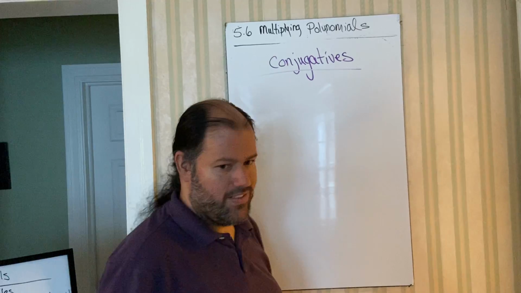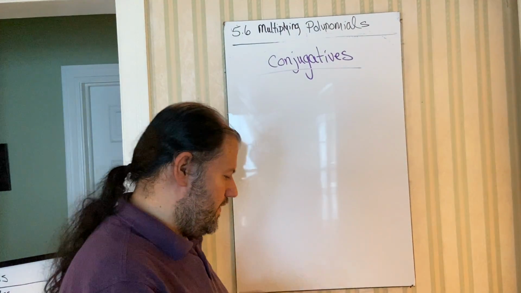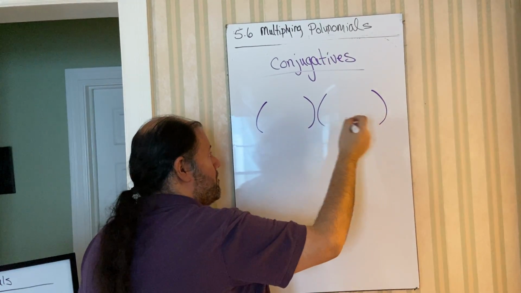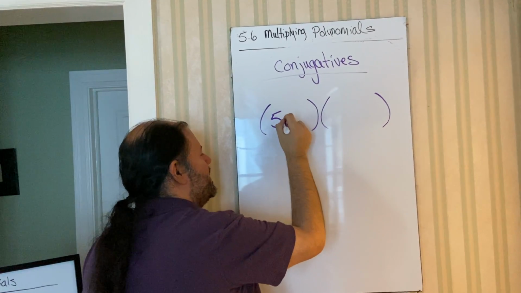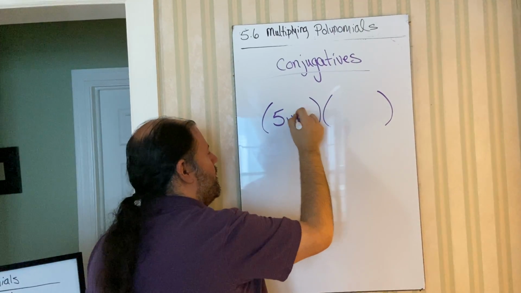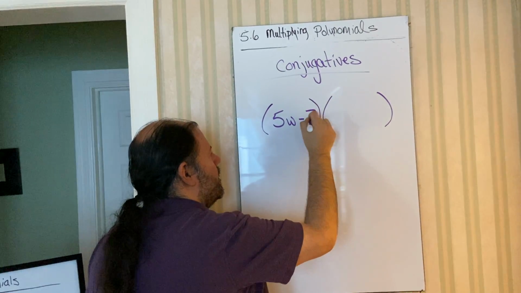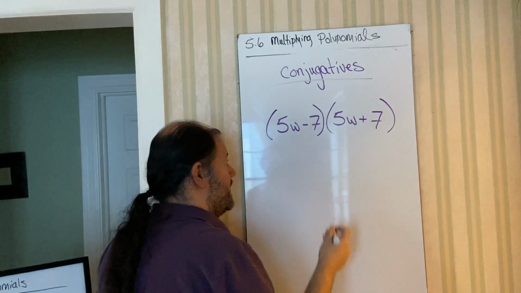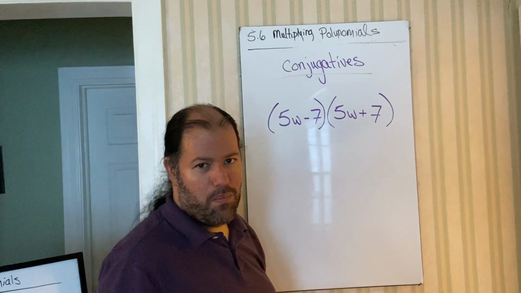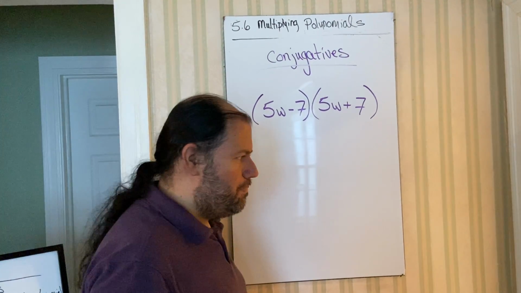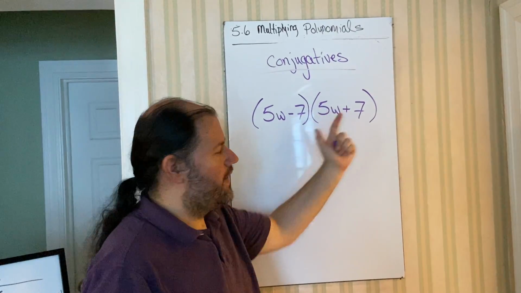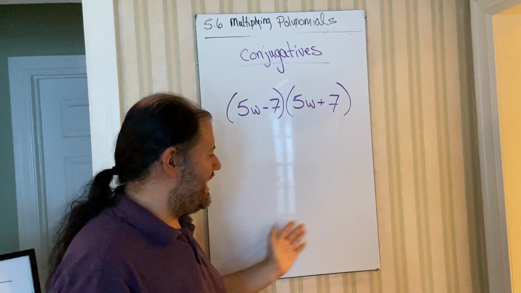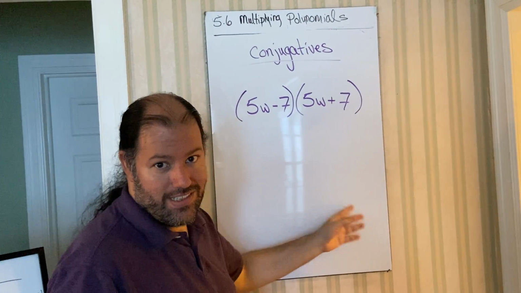I think I spelled that right. Conjunctives. What are conjunctives? It's a binomial times another binomial. It's the same stuff, but opposite signs. See how this binomial and this binomial match almost, but they have different signs. One's a negative, one's a positive. We did one that was exactly the same with two of the same signs.